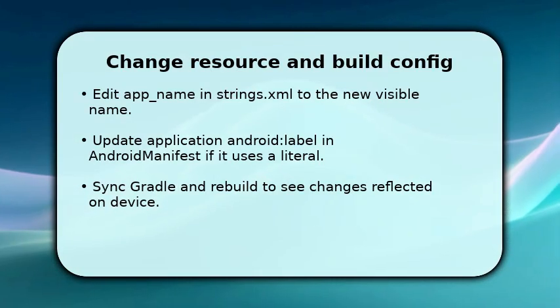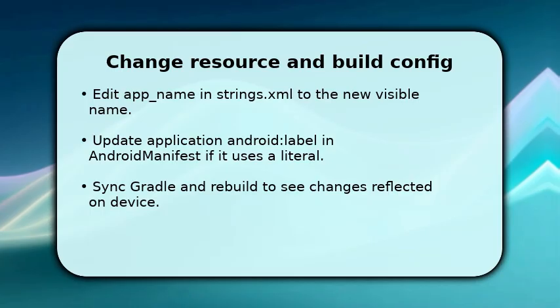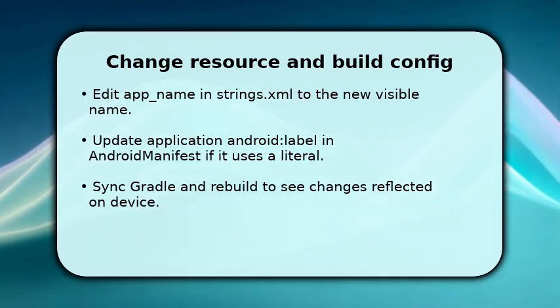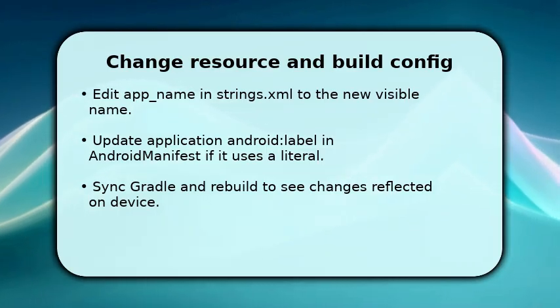Now edit the app name value in res/values/strings.xml to the new name. This directly changes the label shown under the icon. If AndroidManifest used a literal label instead, replace it with @string/app_name or your new literal as appropriate.